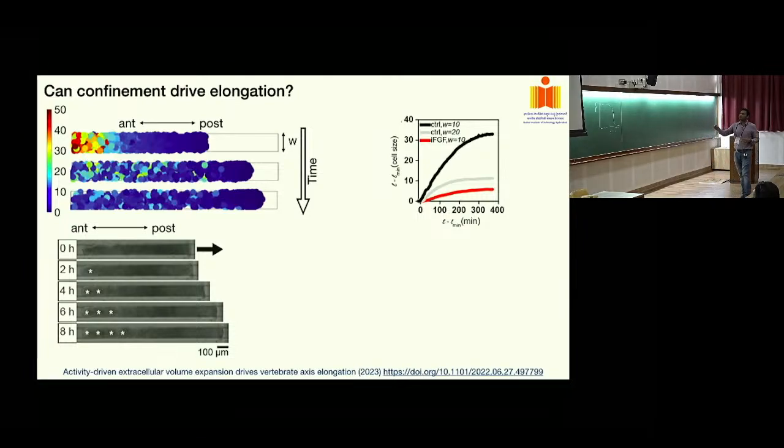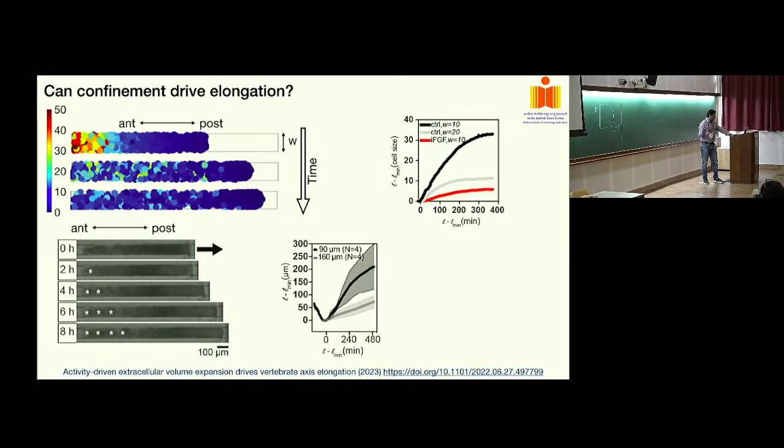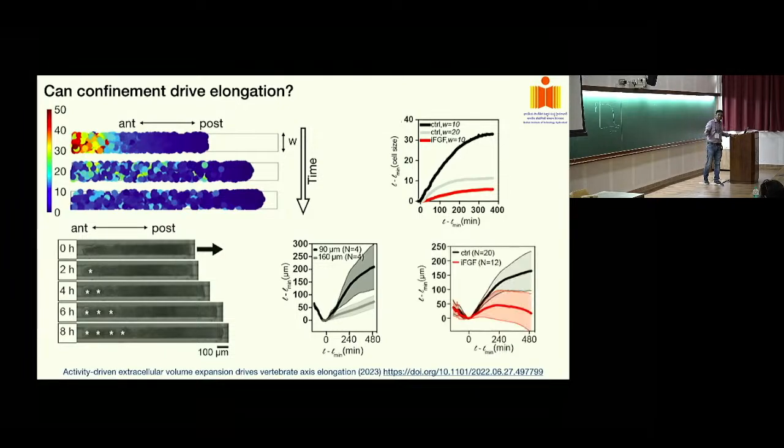You can see that when there is motility and high confinement, that leads to elongation. And that's what we have been saying from the beginning. The same thing has been observed in experiments also. This is the case where they show that if you change the width of the microchannel from 90 micrometers to 160 micrometers, and the other case where they compare motile versus non-motile PSM explants.